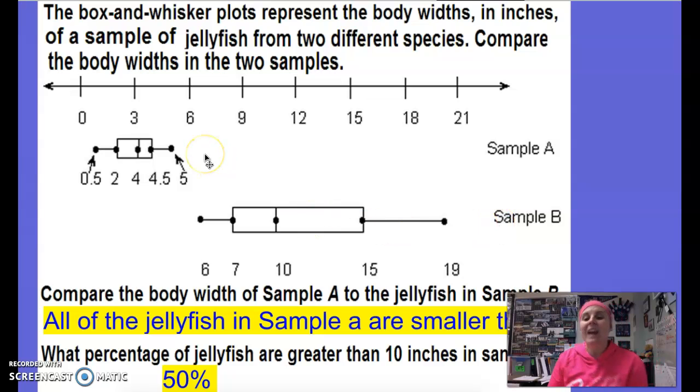Okay, one thing that you can't see from a box and whisker plot, you have no idea how many data points are represented. You only know that 25% from sample A, 25%, 25%. So that could be 25, 25, 25. That could be 100 jellyfish, or it could be 2, 2, 2, 2, and we could have 8 jellyfish. We don't know how many were counted. We just know that it is a percentage of those values.